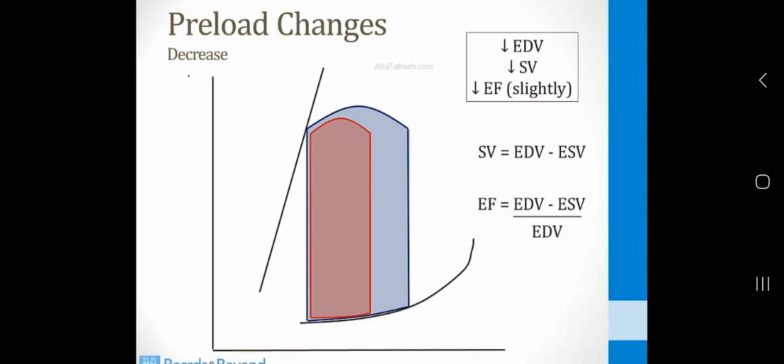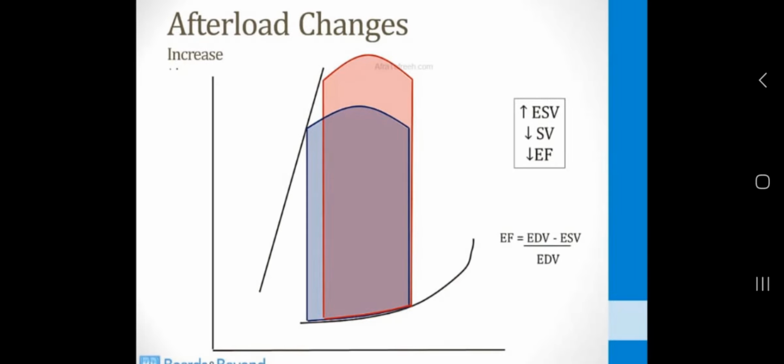When your preload is decreased, then the end diastolic volume will be decreased, stroke volume will be decreased, ejection fraction will be slightly decreased. Again, stroke volume equals end diastolic volume minus end systolic volume, ejection fraction equals end diastolic volume minus end systolic volume by end diastolic volume. When afterload is increased, end systolic volume will be increased, due to which stroke volume decreases, due to which ejection fraction decreases.